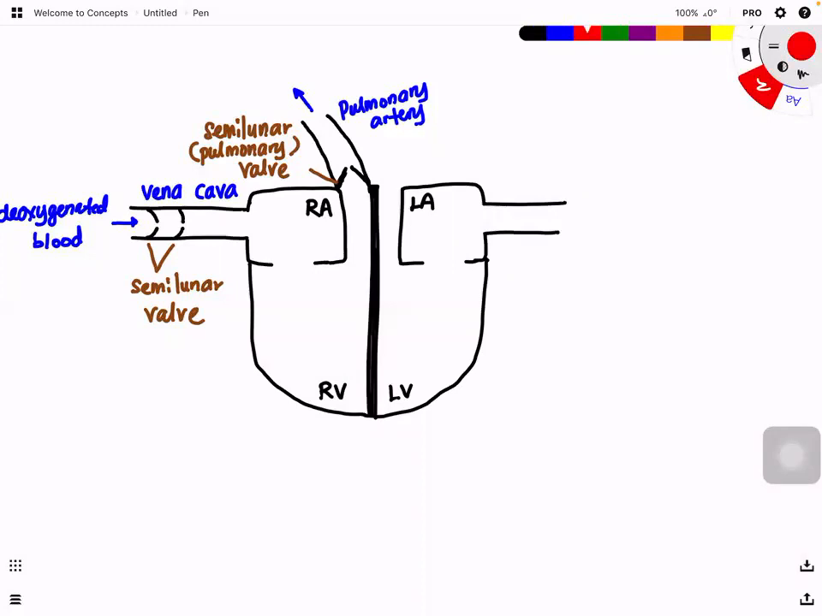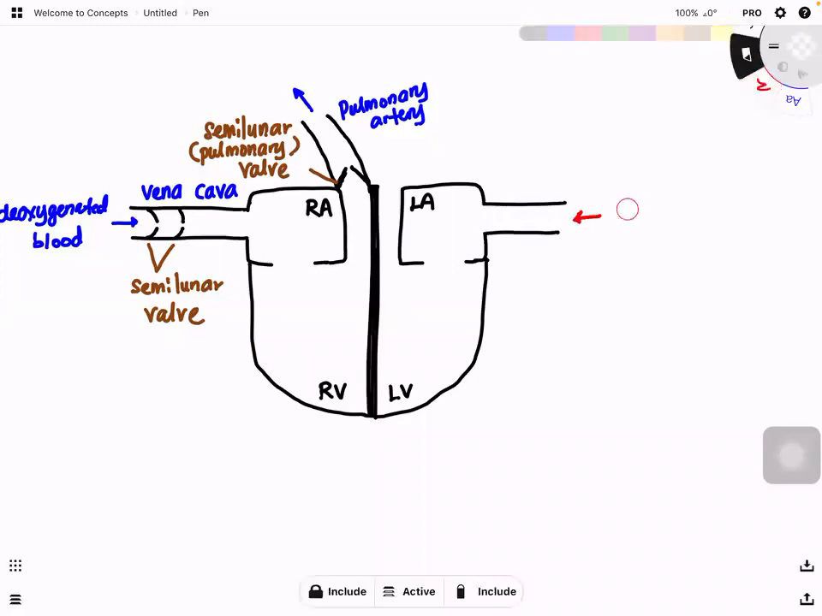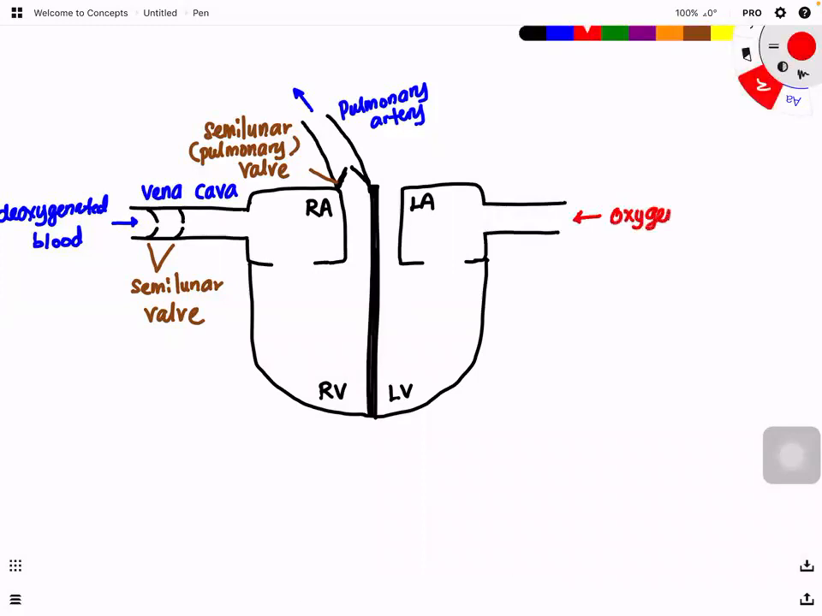I use a red color because it's oxygenated blood from the lung. Oxygenated blood enters through this blood vessel, known as the pulmonary vein. The blood enters the left ventricle and then continues out. This blood vessel is known as the aorta, and the oxygenated blood will be pumped into the systemic circuit.